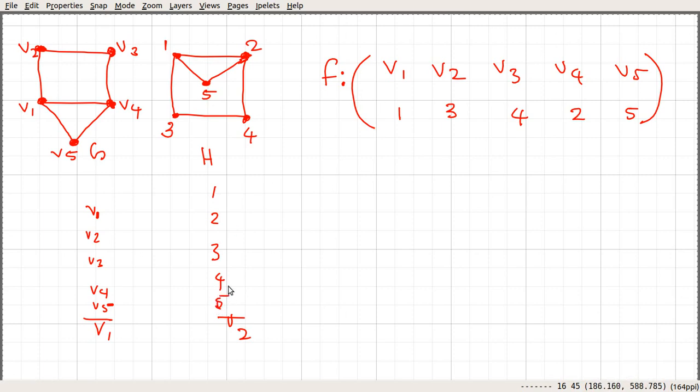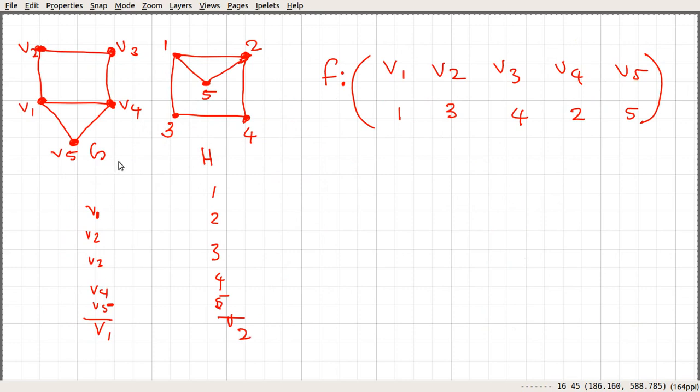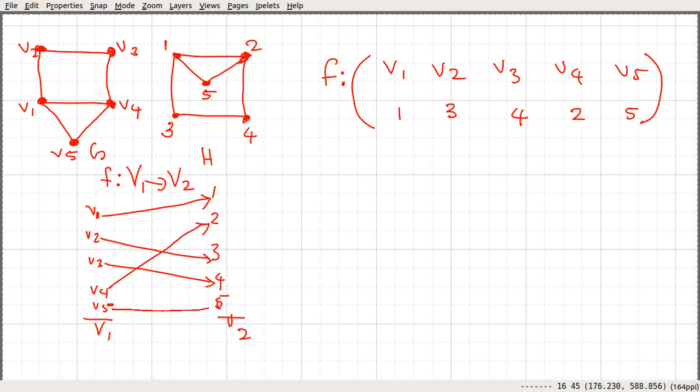So let's redraw our mapping, something like this, and here we have this mapping F from V, the vertex set of G, to the vertex set of H. And here V1 is mapped to 1, V2 is mapped to 3, V3 to 4, V4 to 2, and V5 to 5.